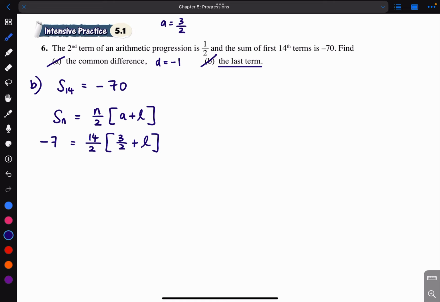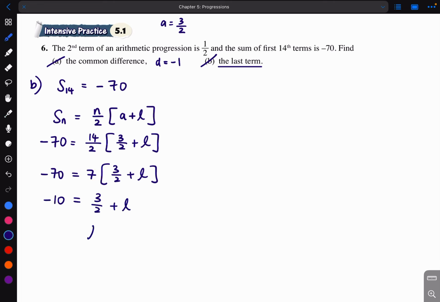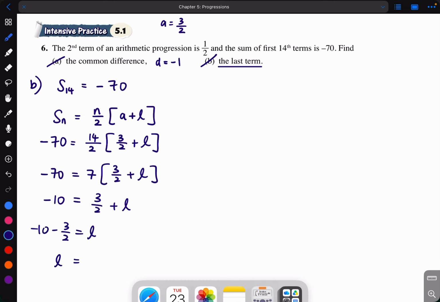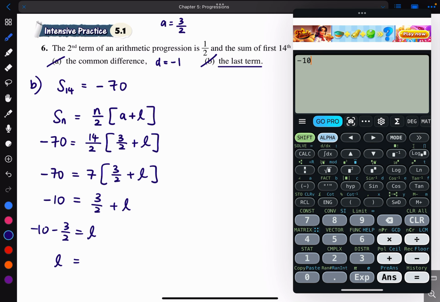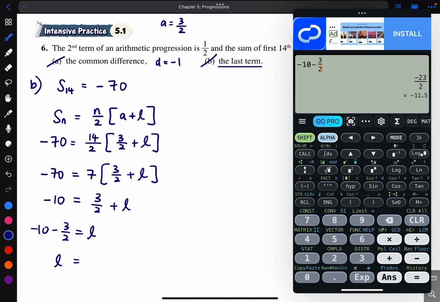Negative 70. Then we try to solve. 14 divided by 2 is 7. So the 7 we bring here becomes divide. So this becomes negative 10. So L will be negative 10 minus 3 over 2. We will get negative 23 over 2. This will be our last term.